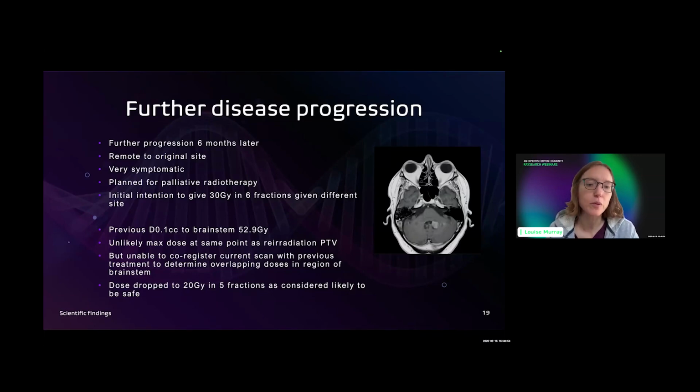So in the end, we dropped the dose right down. We decided to give 20 Gray in 5 fractions because we thought that will treat the tumour to some extent, but it has to be safe in terms of the cumulative brainstem dose. Surely that will be okay.